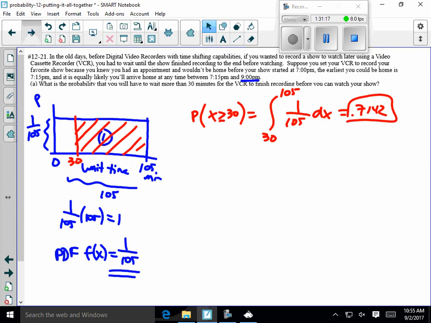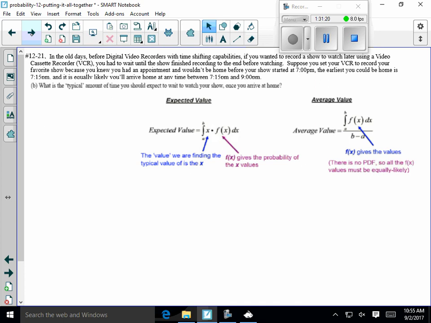Okay, for the second part, it says what is the typical amount of time that we should expect to wait. For continuous problems, we have two definitions of typical value: expected value and average value. And the difference is what the f of x is. If the f of x represents the values, then we're having to take the average of the values. And so we use the integral to add up the values, and we use the interval size to divide. It's like adding up the total and dividing by the number of elements. But if the f of x is a probability density function, then it's not the values. We have to multiply that by the values and then integrate over the entire region. This is like the continuous version of x times probability. It's a sum of data values, x, times their probabilities.